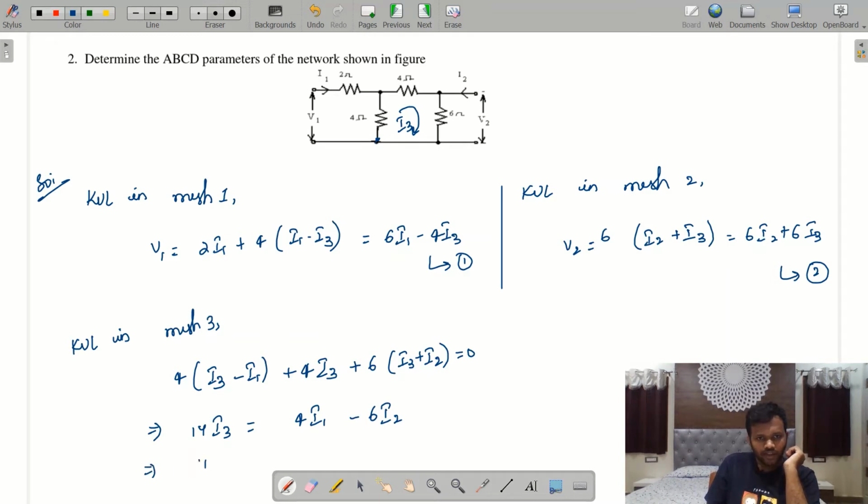Okay, so I3 will be equal to 4 I1 by 14 minus 6 I2 by 14, which you can further reduce to 2 I1 by 7 minus 3 I2 by 7. This is my equation 3. Right, so just by applying the same procedure again, substituting 3 in 2 we will get one equation, and substituting 3 in 1 we will get another equation.